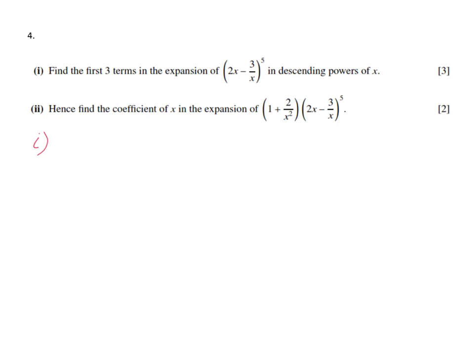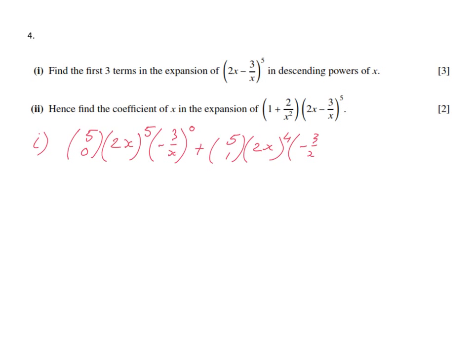How do we approach it? Well, the first term: 5C0 times (2x) to the power 5 times (minus 3 over x) to the power 0. I'll write it down anyway. I know it's quite obvious that that is 1 and that is 1, but I still like to write the entire thing down, because then I won't make any silly mistakes. Then (2x) to the power 4 times (minus 3 over x) to the power 1, and the last one will be 5C2 (2x) to the power 3 (minus 3 over x) to the power 2.